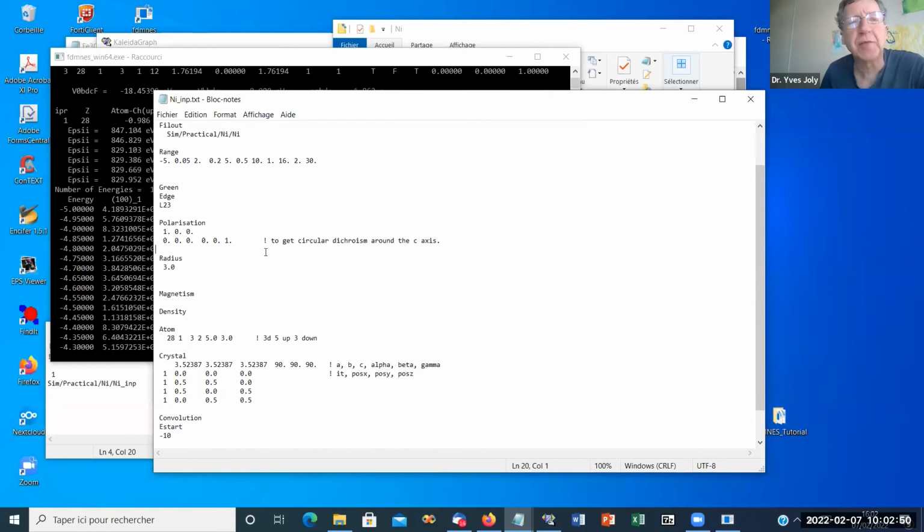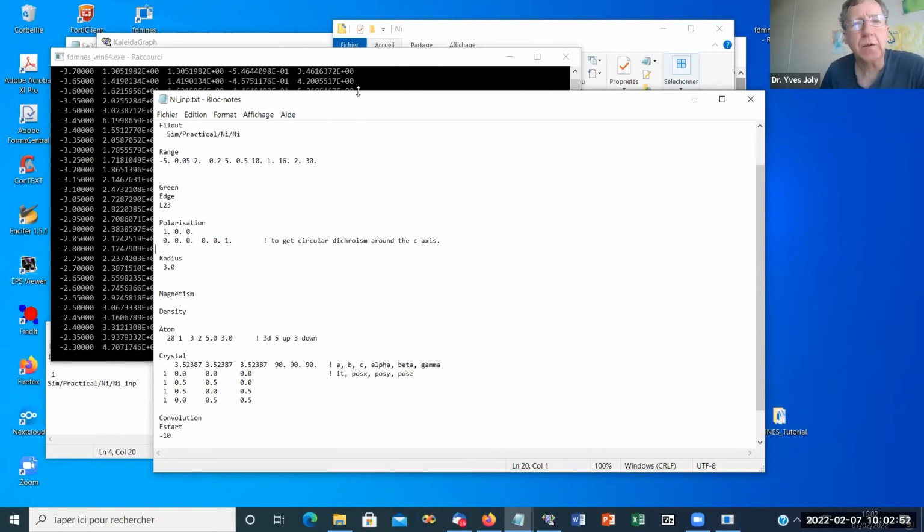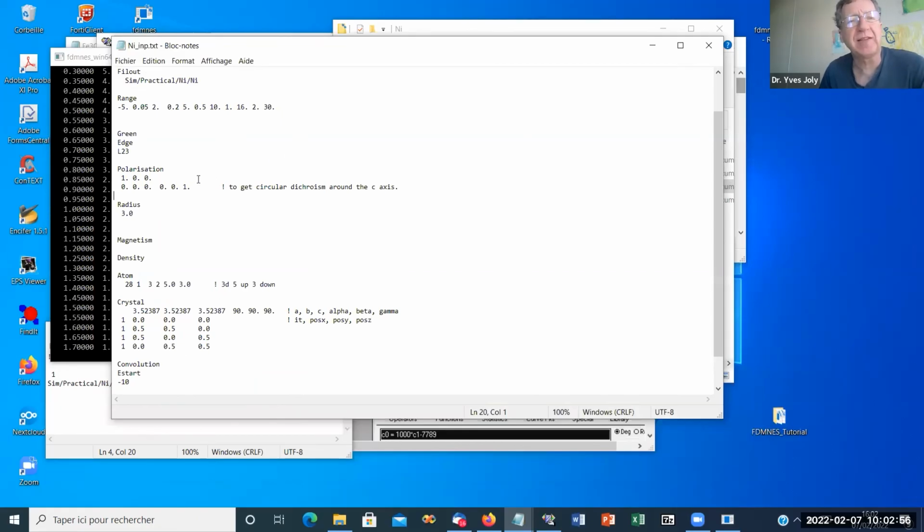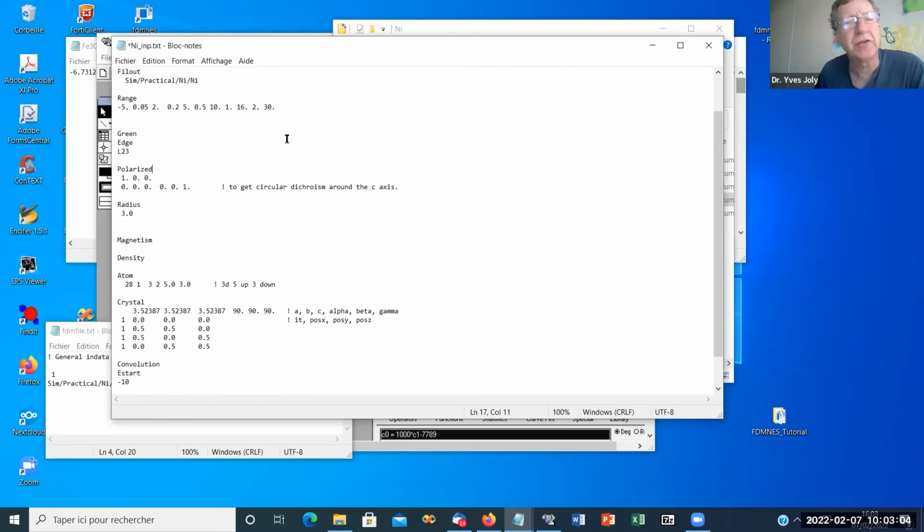I forgot to mention something. To say that we want to make X-ray circular polarization, I use this keyword polarization. It's the same as polarized. I use a different way to write it. So it's the same as what we saw before.